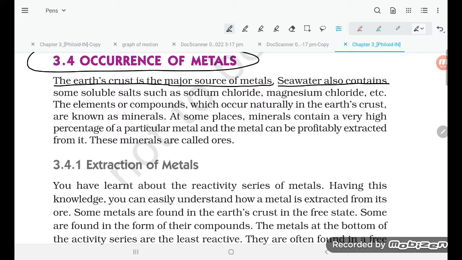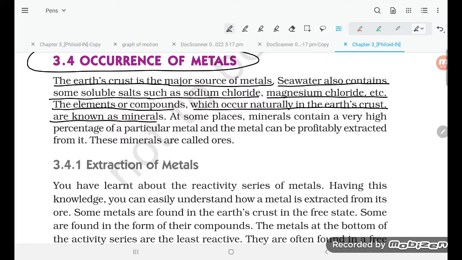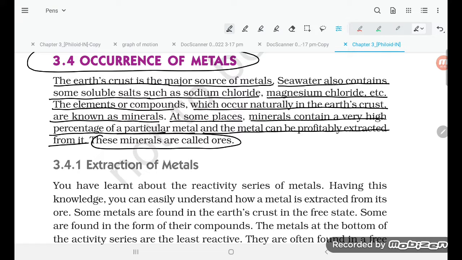Seawater also contains some soluble salts such as sodium chloride, magnesium chloride, etc. The elements or compounds which occur naturally in the earth's crust are known as minerals. At some places, minerals contain a very high percentage of a particular metal, and the metal can be profitably extracted from it. These minerals are called ores.